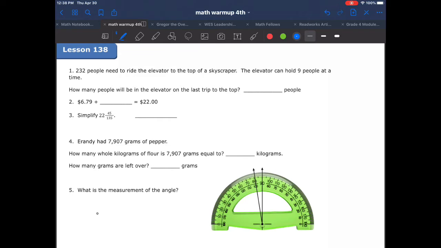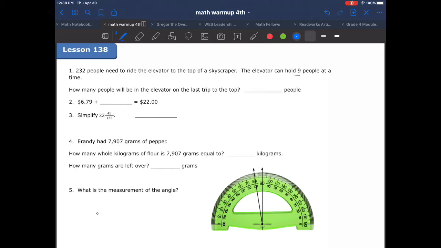Hello. So let's do lesson 138. This is one where you do not actually have a blue sheet, so you should have looked at the PDF and done this on your own sheet of paper, and then come back, watch the video, and see if you did everything right.